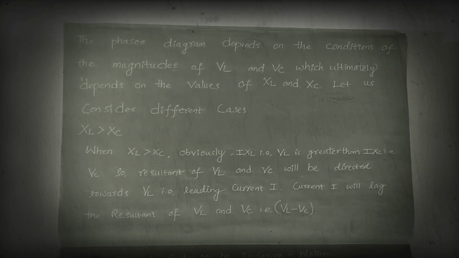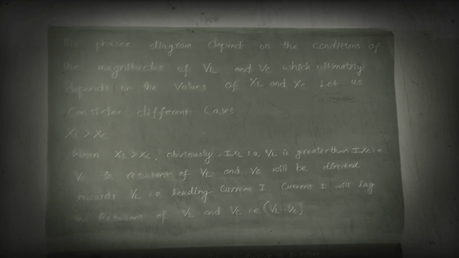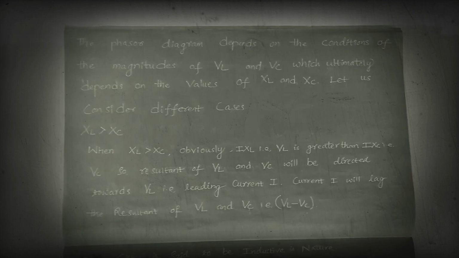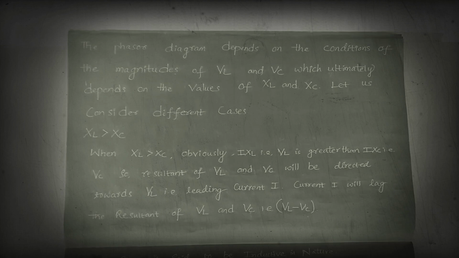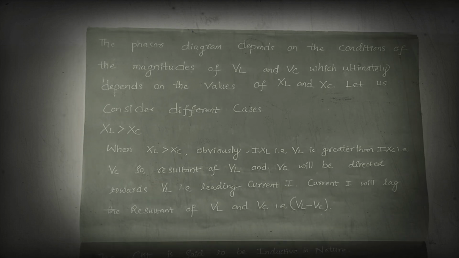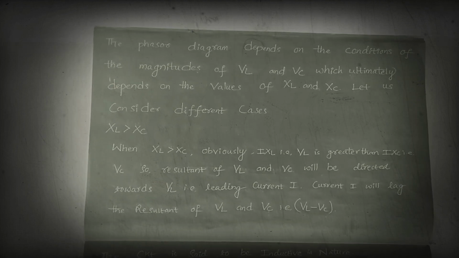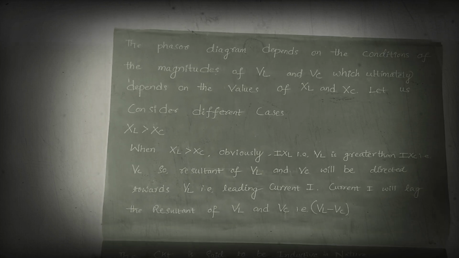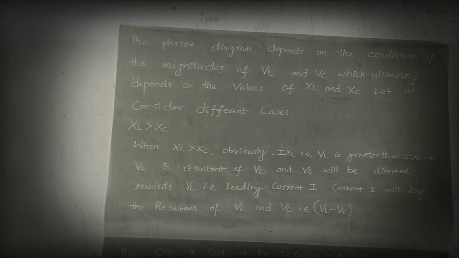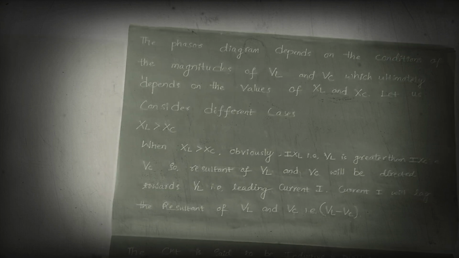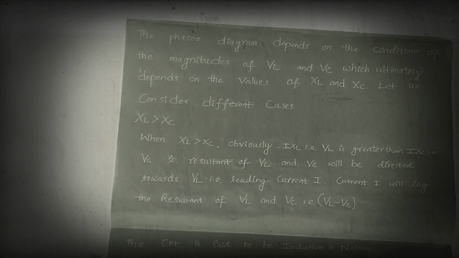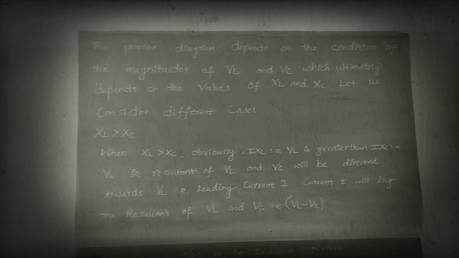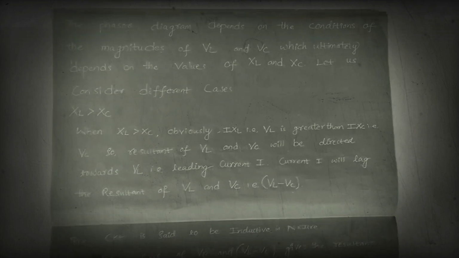The phasor diagram depends on the magnitudes of VL and VC, which ultimately depend on the values of XL and XC. This means the phasor diagram of any series RLC, RL, or RC circuit depends on the magnitudes of VL and VC. But ultimately these voltage drops depend on the XL and XC properties of those elements.